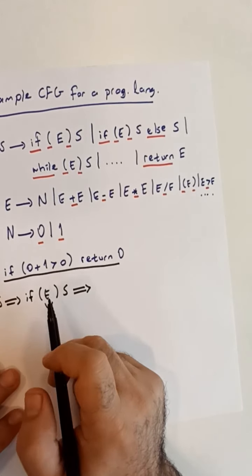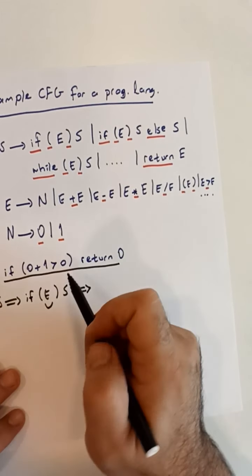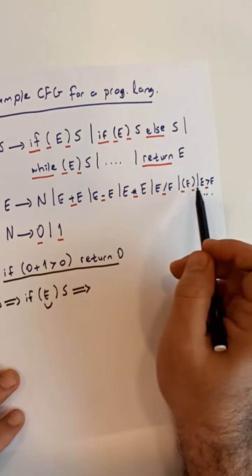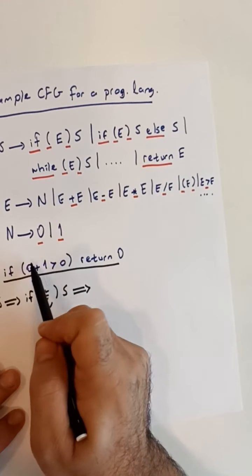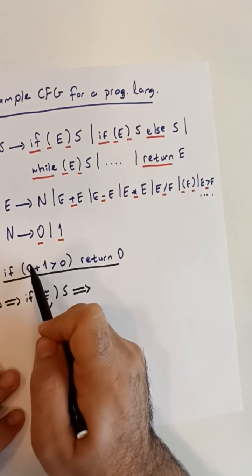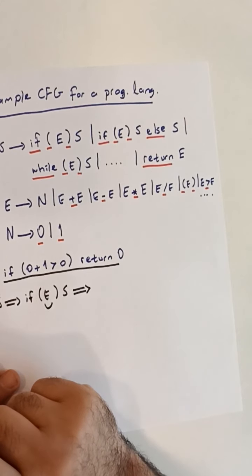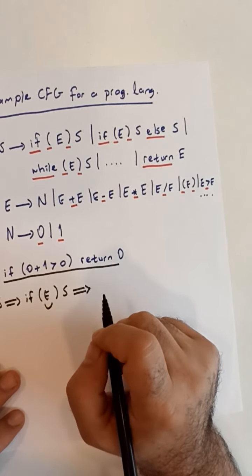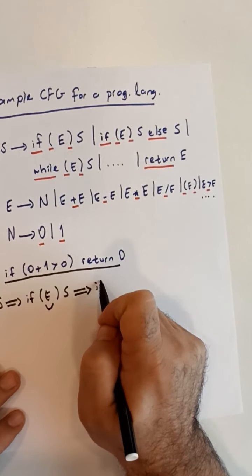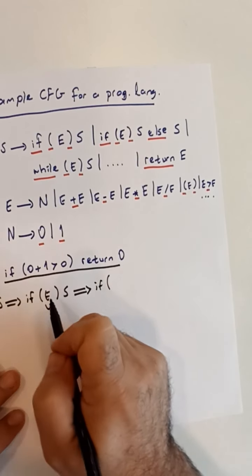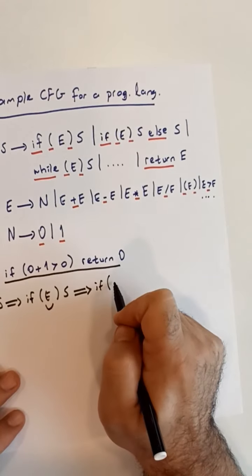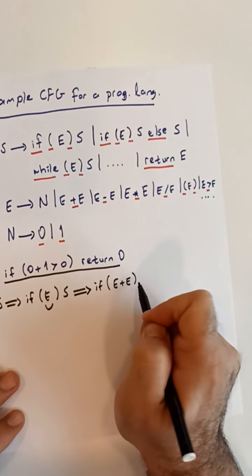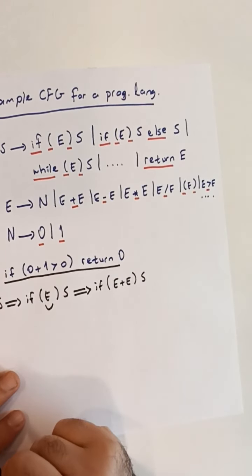For this expression, we can use any one of these rules that would give rise to this specific expression, 0 plus 1 greater than 0. Let's first use this addition expression. So if, in parentheses, expand e with e plus e, the rest remains the same.